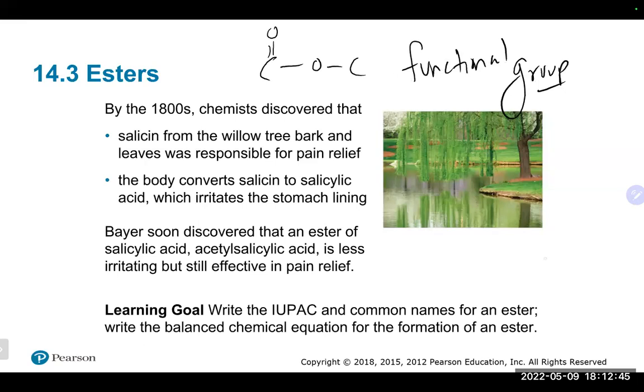So very similar to carboxylic acids, which we've just been talking about. And as you might imagine, that is basically how we make an ester. A carboxylic acid is part of the making of an ester.